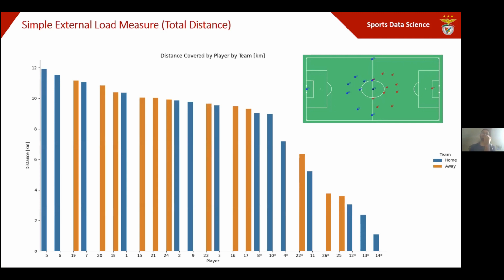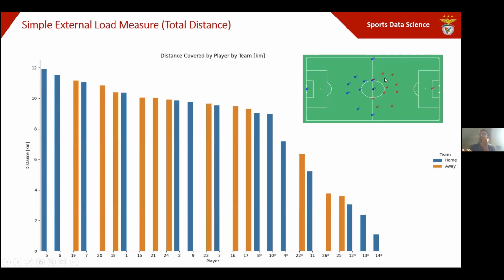So the first thing that we can do is take a look at the first external load metric that everyone talks about, which is total distance. Here we are going to output a graph of the distance traveled by each of the players, home and away, and give a different color whether it's home or away. What you can see here is the home team covered the most distance in terms of the first 2 players, number 5 and number 6.